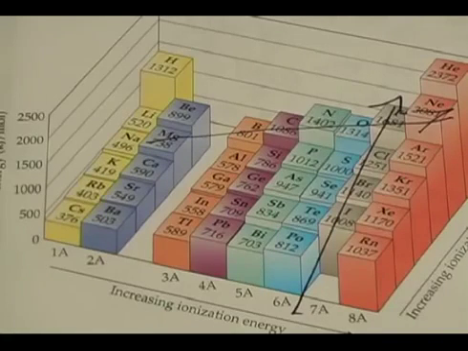Remember, your goal in this chapter is to not only memorize the trend, but know why the trend takes place. And of course, it always takes place because electrons are attracted to protons. And the more or less they're attracted to protons makes a huge difference. Okay?